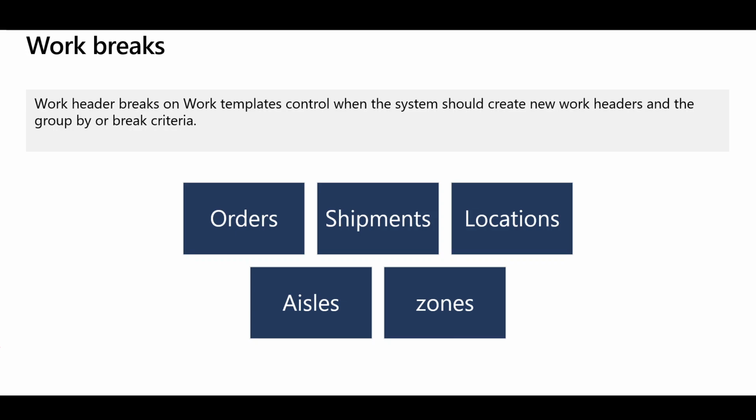One of the significant features while configuring the work template is the work break. The work break controls when the system should create new work based on group by criteria. Think about a wave of multiple shipments. If you are not considering a work break, then a consolidated work for the whole wave will be generated. However, by using the work break, you can break and group the works by the shipments, so a separate work will be generated for each shipment.